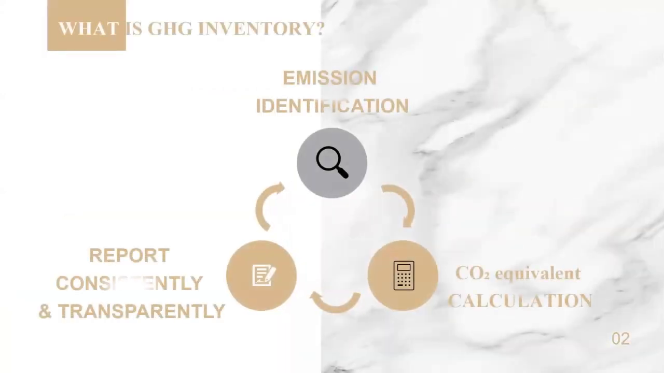What is a GHG inventory? A GHG inventory is a structured quantification of greenhouse gas emissions and removals within a defined boundary, often an organization, site, or project. It covers emissions across Scope 1, Scope 2, and Scope 3, which we discussed before. The goal is to identify where emissions are coming from, measure them in CO2 equivalent, and report them consistently and transparently.